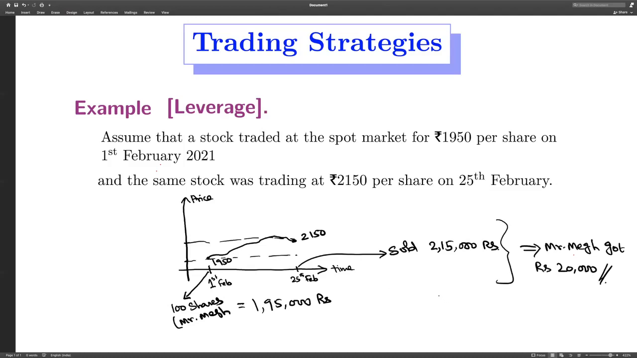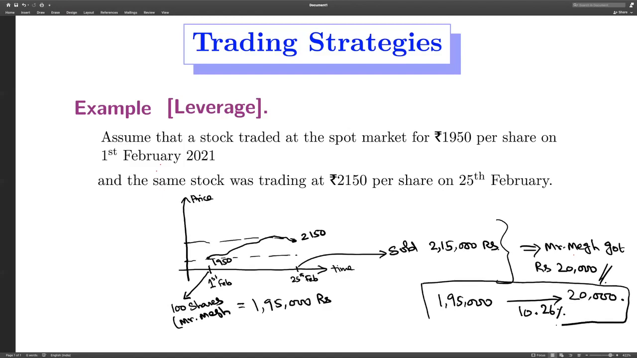So what he did, he put 1,95,000 and got back 20,000 rupees. So in terms of percentage, he nearly got 10.26%, right? So that is the profit he got out of this trade. Let us see how the same scenario in the underlying asset can be utilized through options trading.